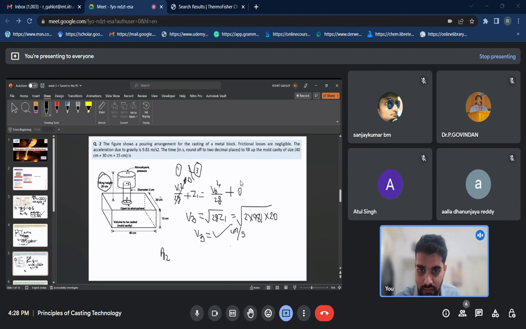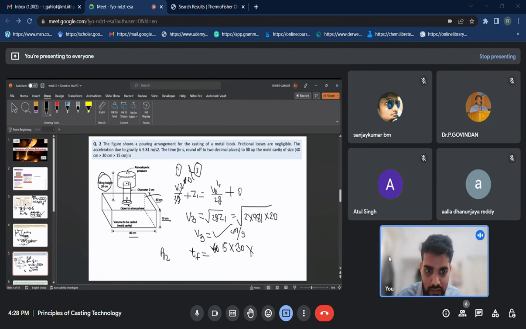So I will be writing the continuity equation. As I need to fill this volume, whose dimensions are 30 centimeter, 15 centimeter, and 40 centimeter, the volume will be L times B times H, so 30 multiplied by 15 multiplied by 40, and then by application of the continuity equation.